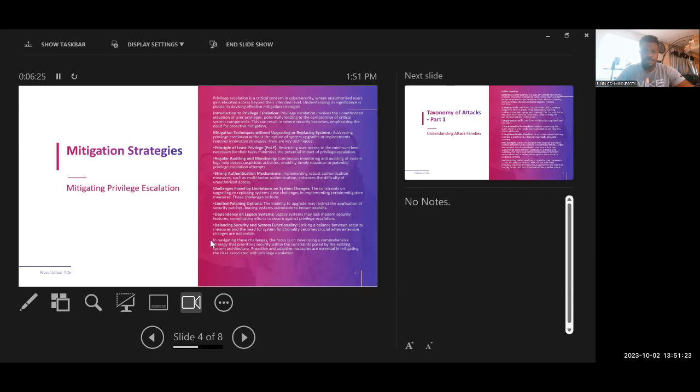Now, then we also have dependency and legacy system. Legacy systems may lack modern security features and system functionality. Striking a balance between security measures and legacy system functionality becomes crucial when extensive changes are not viable. Now, these are all of the factors that contribute to vulnerability. These are techniques that we have to deploy as a cybersecurity analyst. By deploying these techniques, we can ensure that the system will be well functioning and everything will be tight.